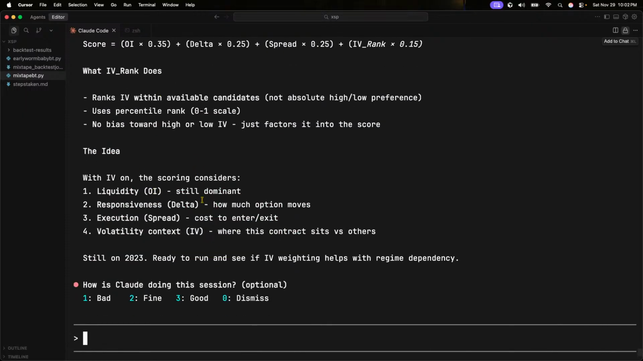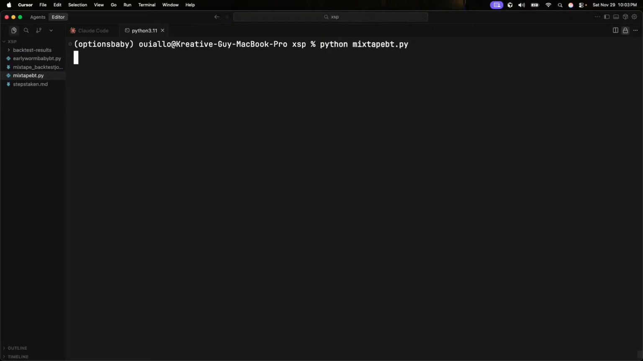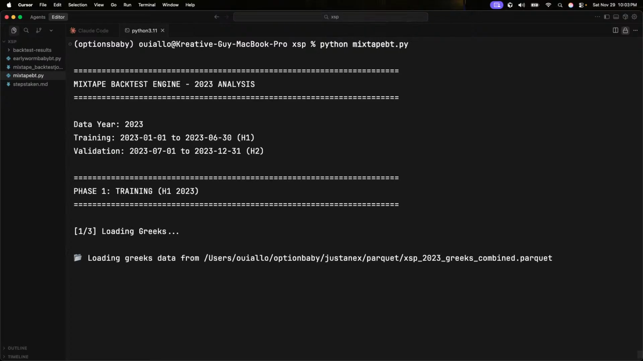The idea with the IV scoring system: liquidity still dominant, responsive, execution, volatility ID. Okay. Yep. Perfect. Now let's run it. This will be interesting. All right, let's see how this works out. Let's see if the training still holds up, and let's see if validation still holds up.